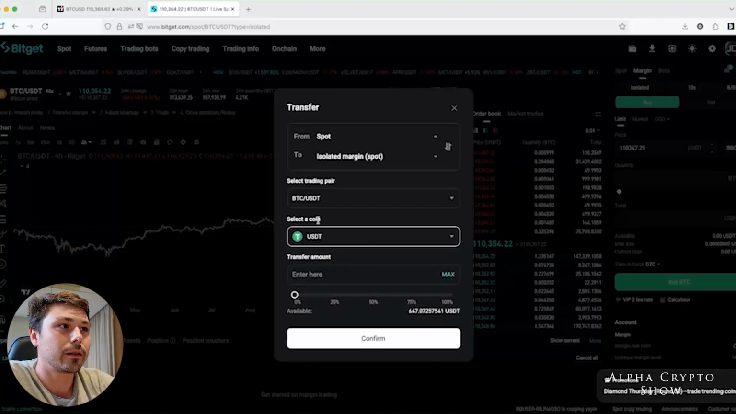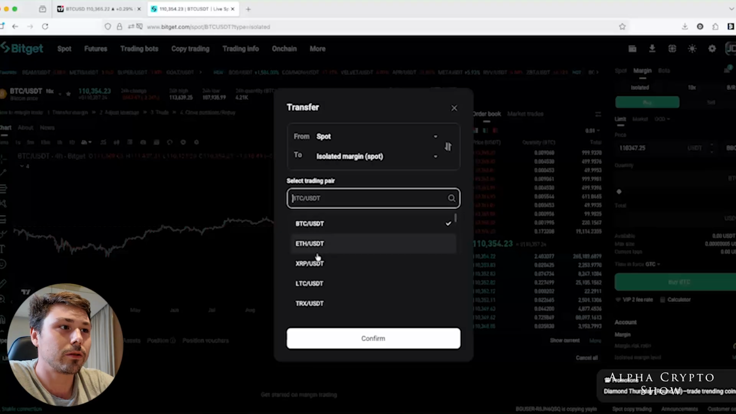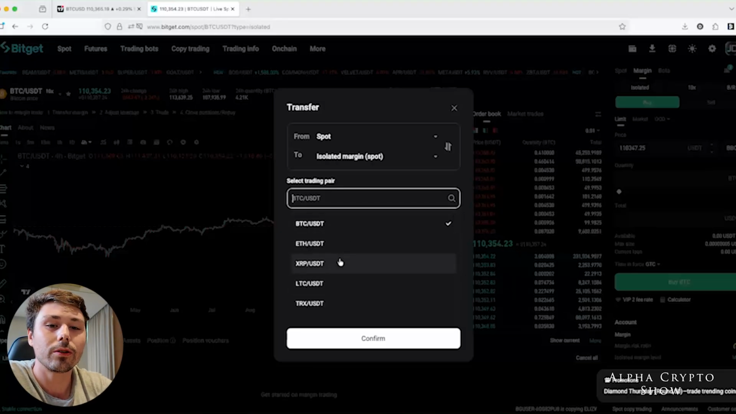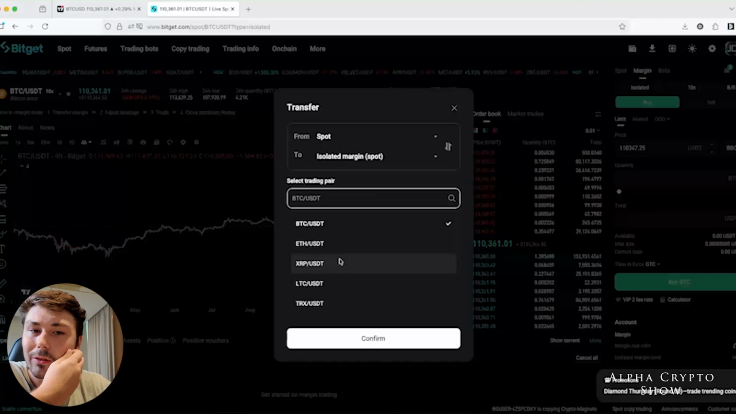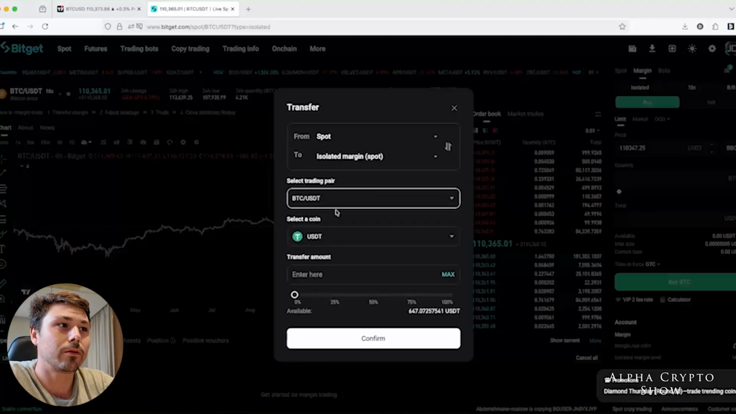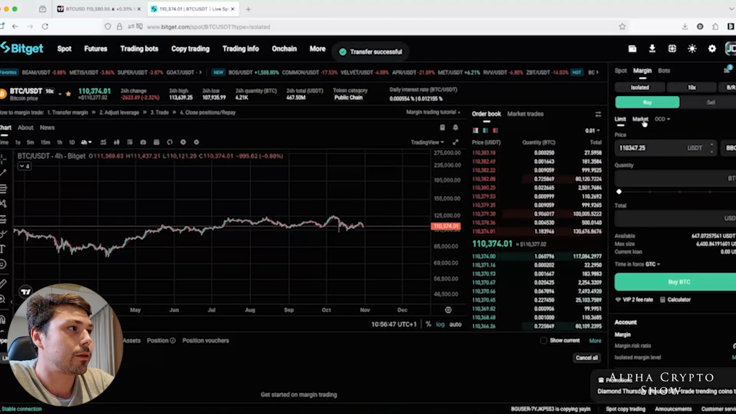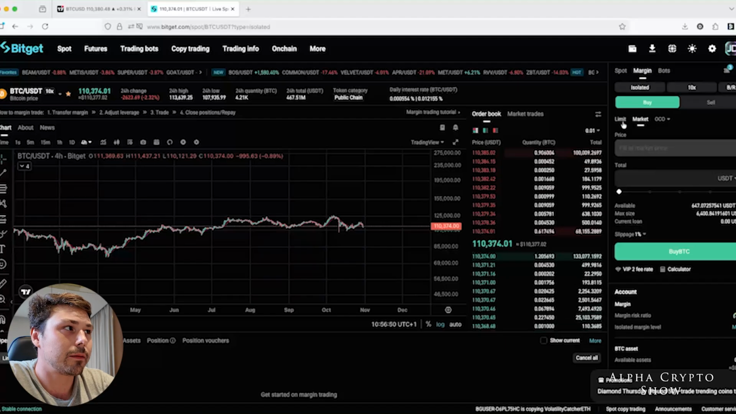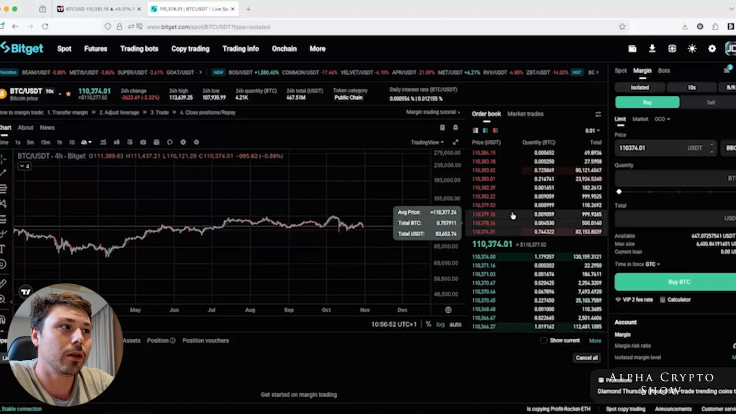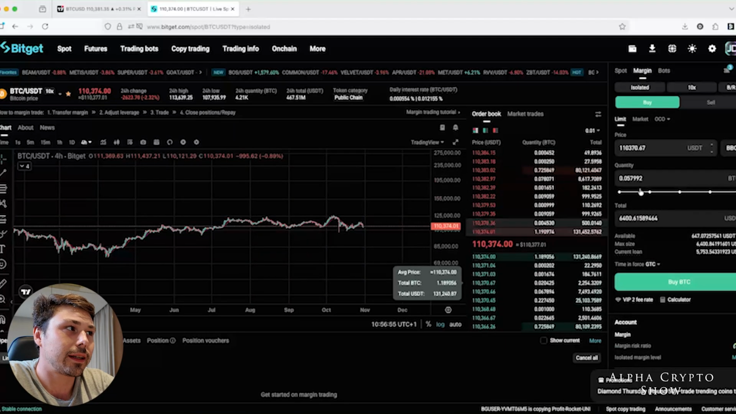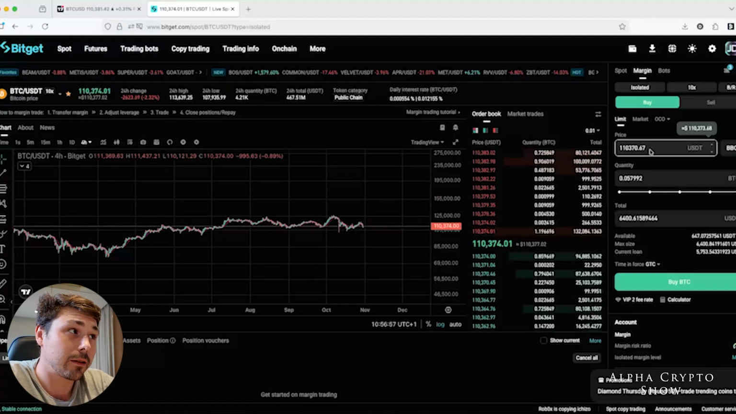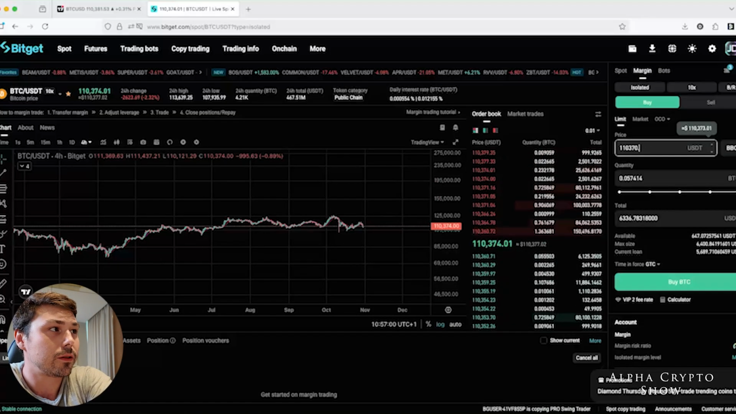I choose the coin, the pair. Basically, if you want to trade separate pairs, you have to get separate funds for the pairs. Okay, now we want to trade Bitcoin, so we select the Bitcoin pair and we want to use the USDT for the trading. Okay, I put everything here, and let's say we can buy on the market, but of course if you do the limit buy, you set up the price already and you will know exactly what price you get. So that's much better.